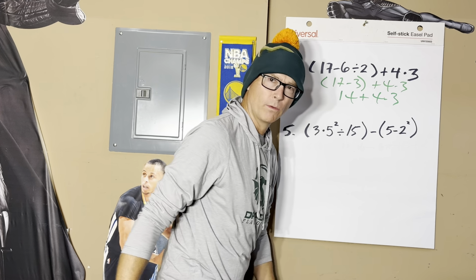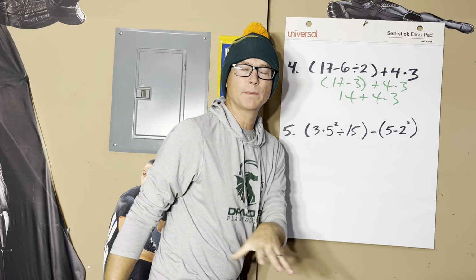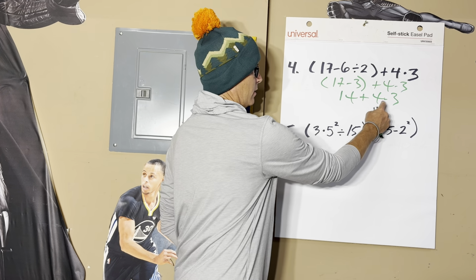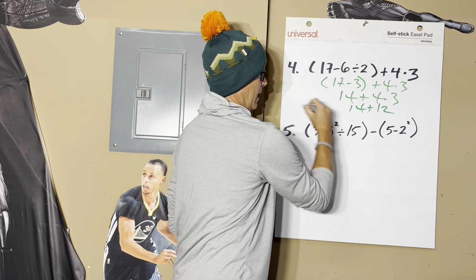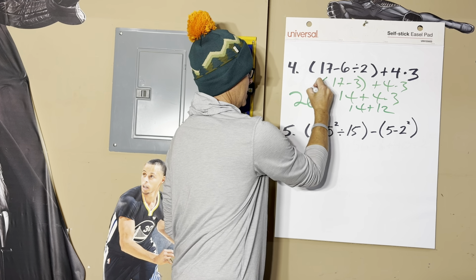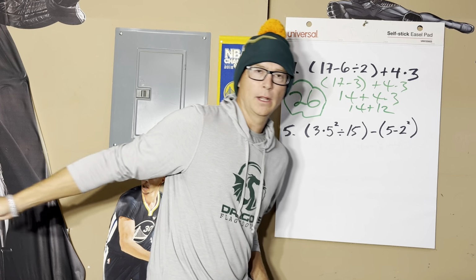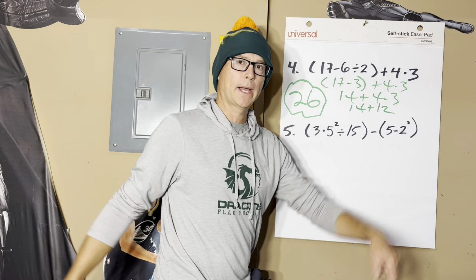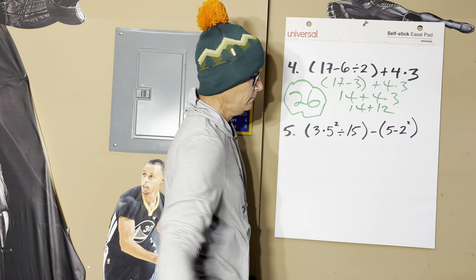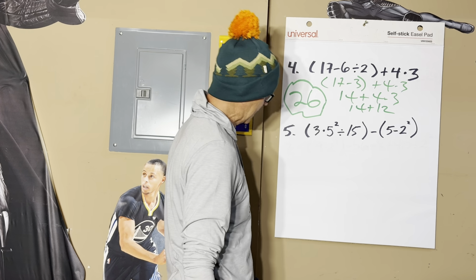14 plus 4 or 4 times 3? Which one do we do first? Multiplication. Multiplication eats first. That's 12. 14 plus 12, and that is 26. Okay? Okay, one more. Actually, no, there's 2 more on the back. Sorry. It's okay. We got time.